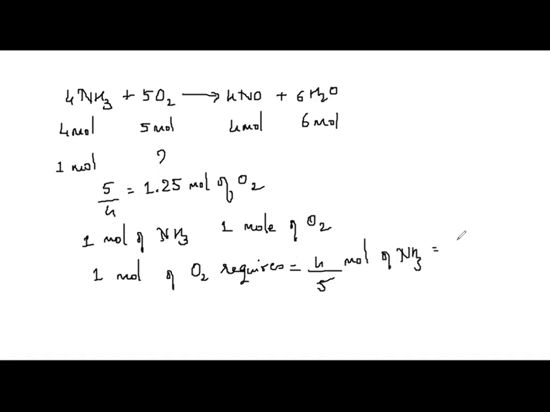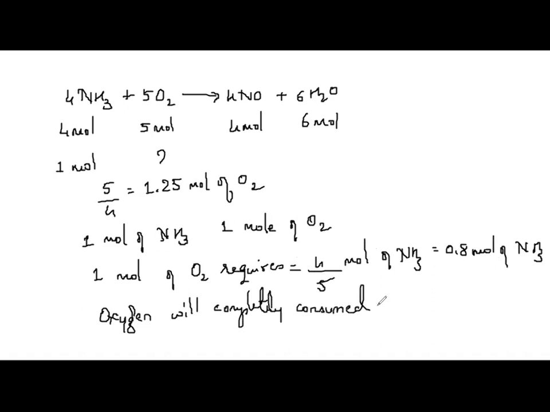And what is 4 by 5? It is 0.8 moles of ammonia. See, they have given 1 mole and we need only 0.8 moles. So which will be completely consumed? Oxygen will be completely consumed because oxygen is present in a lesser amount. Oxygen is the limiting reagent.